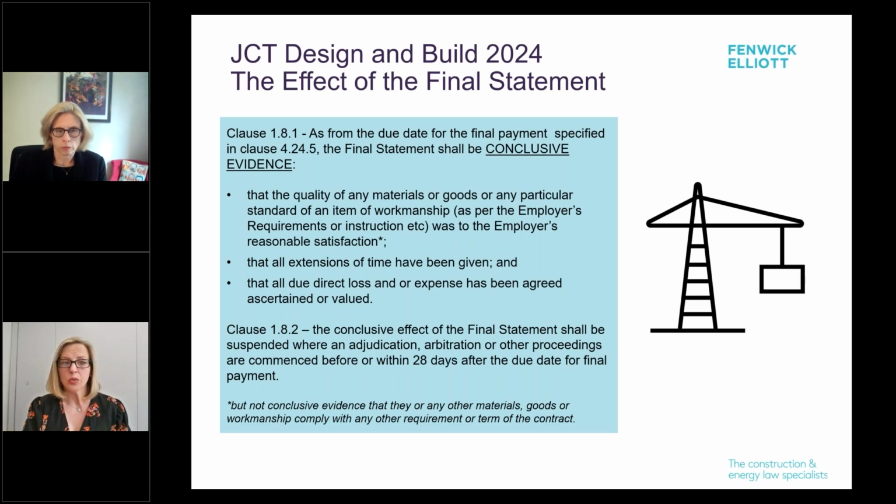So, under clause 1.8.1 of the Design and Build, at the point of the due date for final payment, the final statement becomes conclusive evidence that works meet the specific employer's requirements in terms of quality of goods and materials, that all EOTs have been awarded, and that the value of any loss and expense has been ascertained. This provision is seeking to make the final statement both final and binding. This will be the case unless one party commences an adjudication, arbitration, or other proceedings within 28 days of the due date. It's basically suspending the conclusive effect of the final statement.